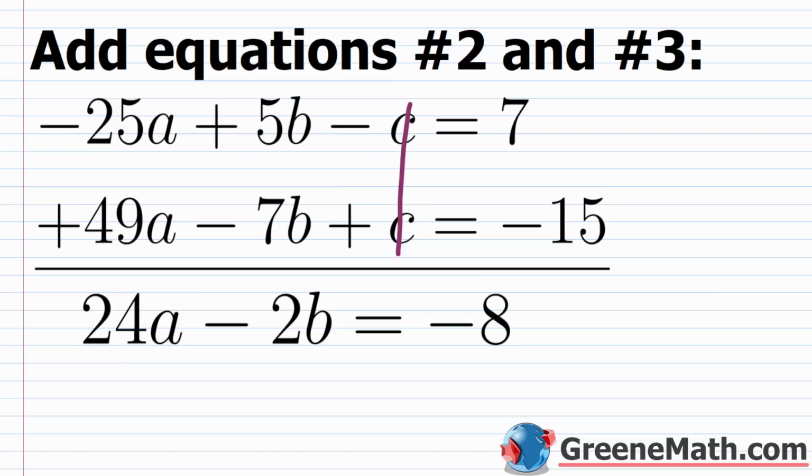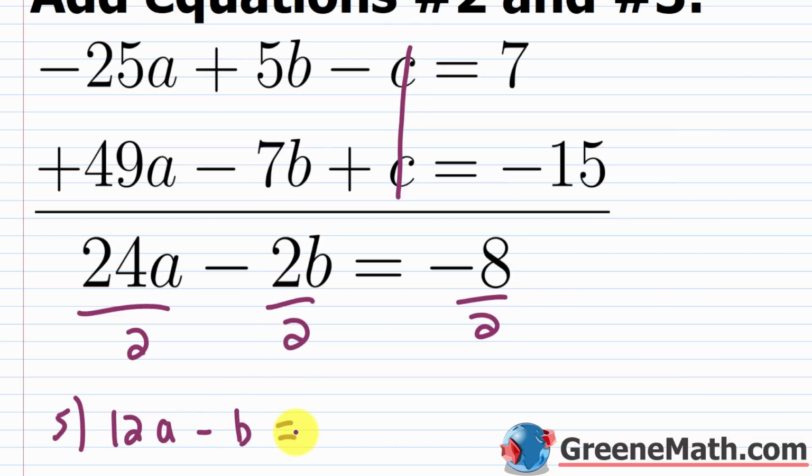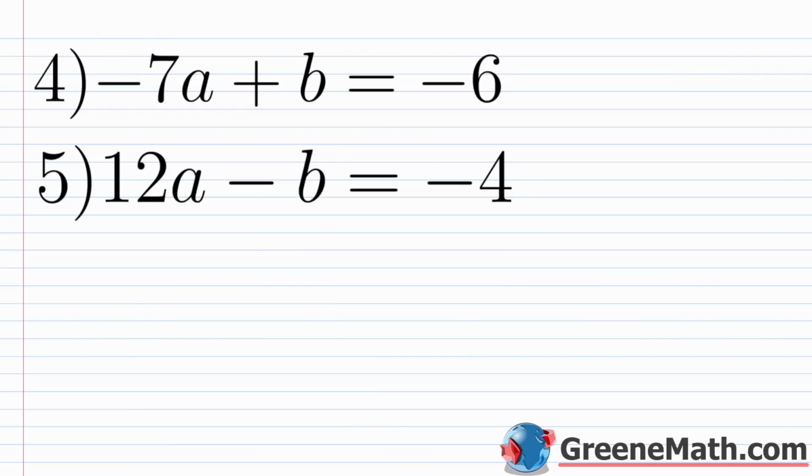So this is another one that I can simplify. I'm going to divide everything here by 2, again, just so I'm working with smaller numbers. So equation number 5, 24 over 2 is 12. So this is 12a. And then minus 2 over 2 is 1. So this is b. And this equals negative 8 over 2. That's negative 4. So looking at equation number 4 and number 5, again, you already have opposite coefficients on b.